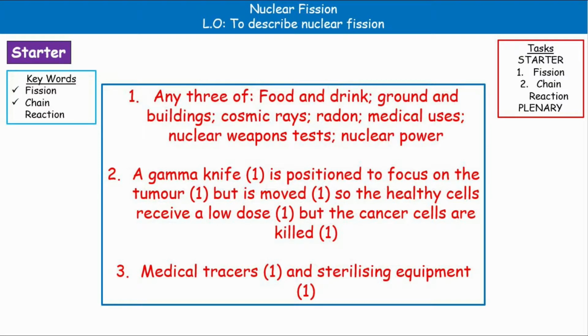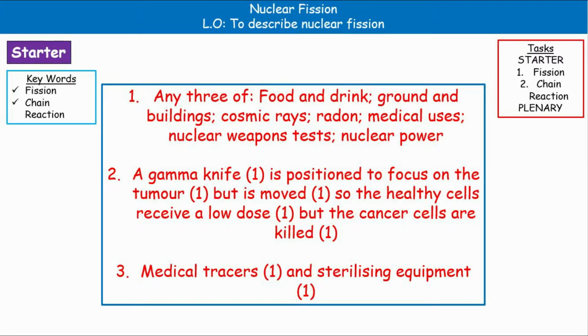Let's check those answers then. So for question 1, you could have any 3 of the following: food and drink, ground and buildings, cosmic rays, radon gas, medical uses, nuclear weapons tests, or nuclear power. So any 3 of those, 1 mark for each you got right.